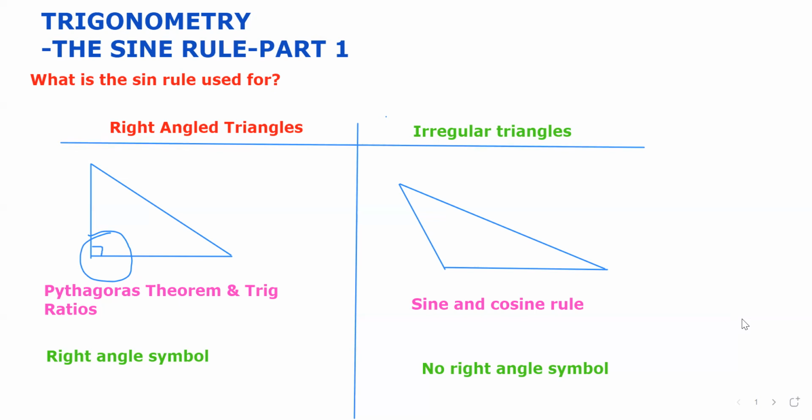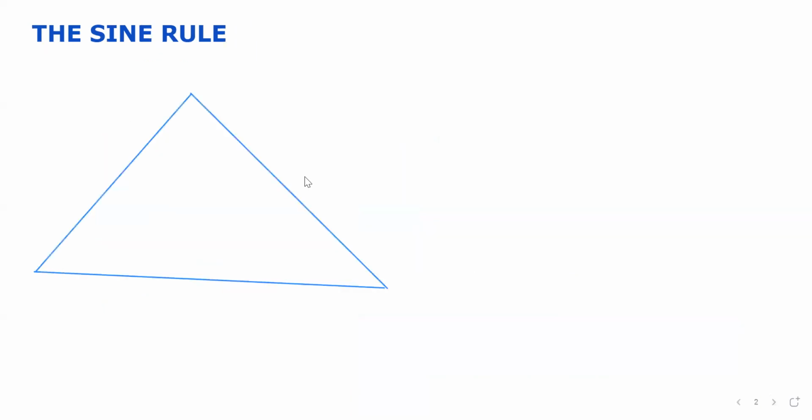That is something to keep in frame of mind as to what methods you could use for what type of triangle. So recap: for right angle triangles, we could use Pythagoras theorem and trig ratios, like SOHCAHTOA. And for irregular triangles, we could use the sine rule and the cosine rule. We cannot use Pythagoras theorem and trig ratios. So what exactly is the sine rule?